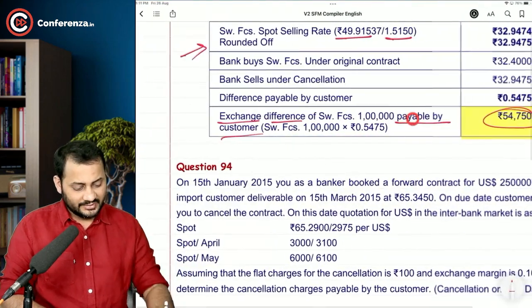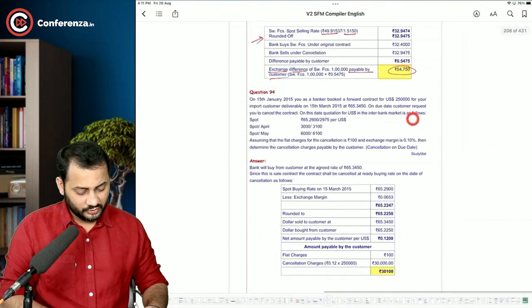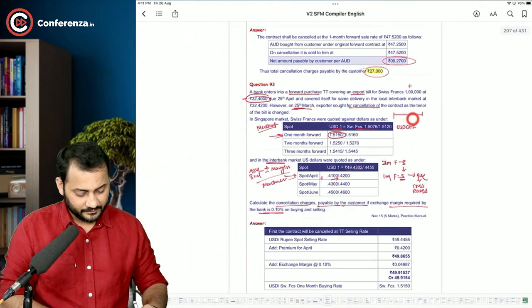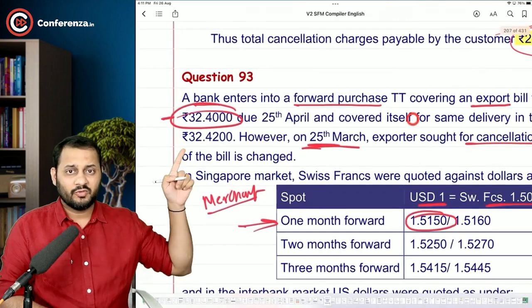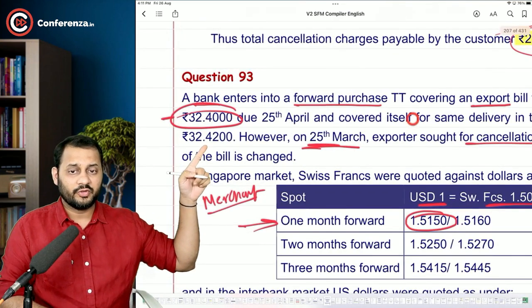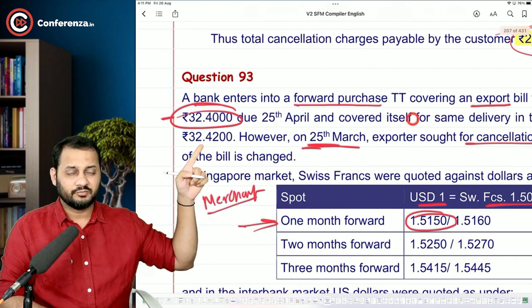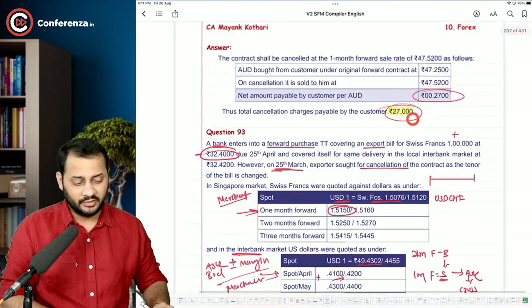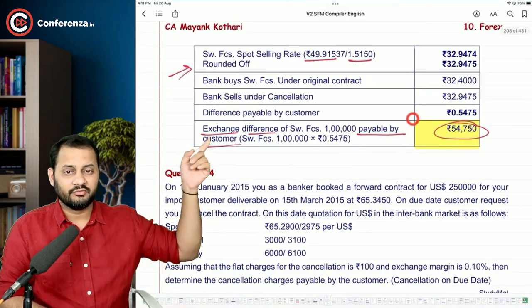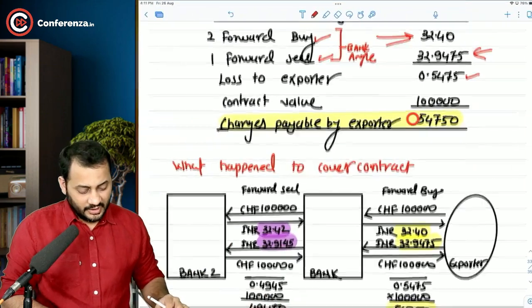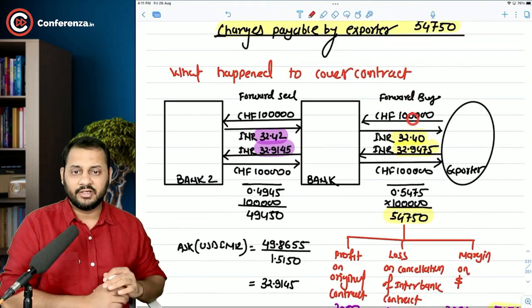Now you might ask this question, sir, what happened to the cover contract that the bank has taken? The bank was about to earn a profit of 2,000 rupees. What happened to that profit? I will tell you. That profit is already included in 54,750. And the explanation of that is given here.